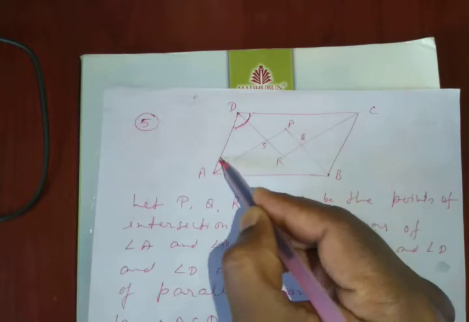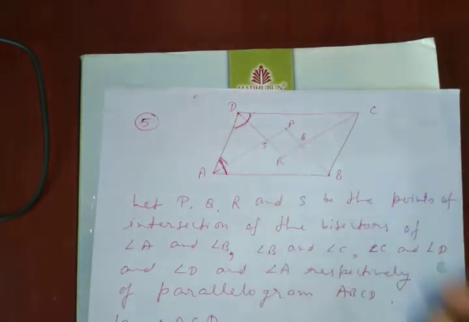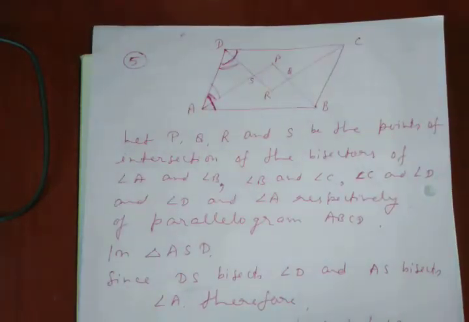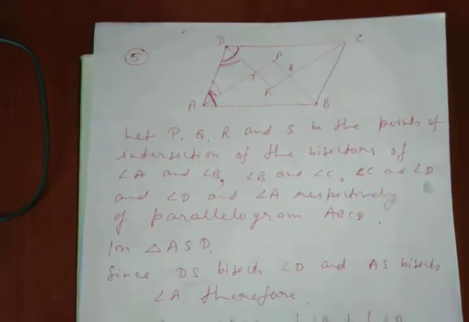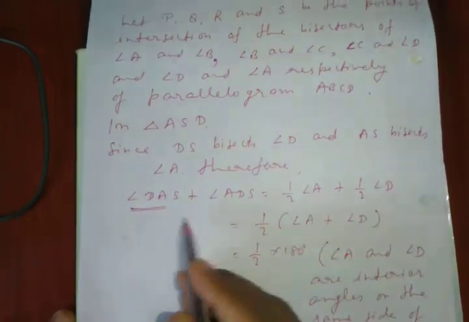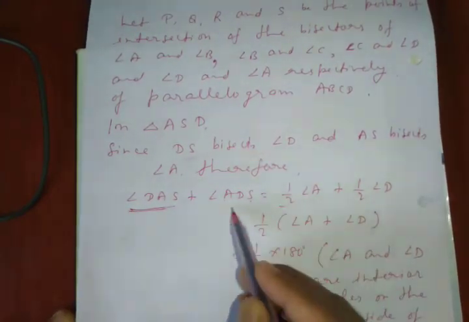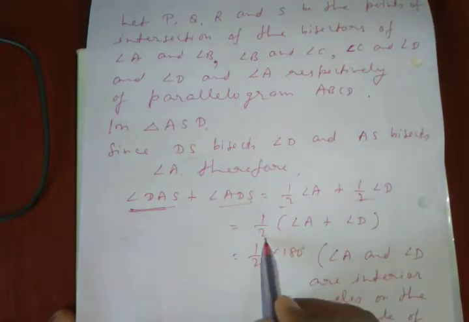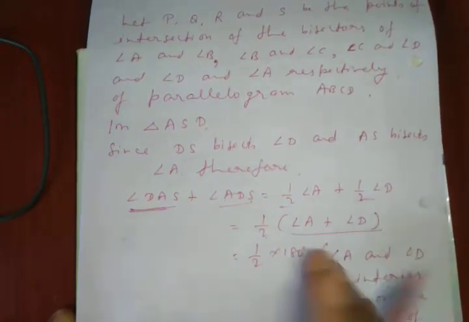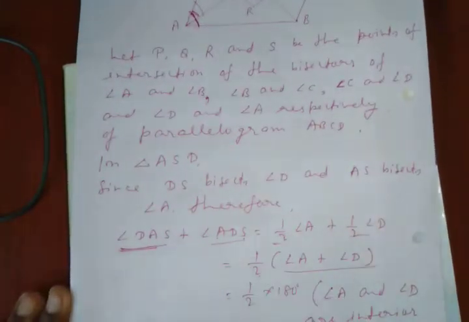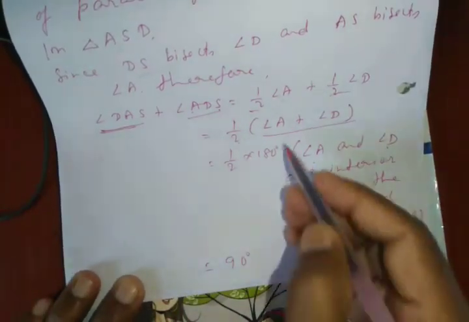That is, what is this angle? This is DAS, and ADS, that is this angle plus this angle. So angle DAS plus angle ADS is equal to half angle A, because we can write this as half angle A and this is half angle D. Then take half common here, then angle A plus angle D, and you know, angle A plus angle D will be equal to 180 degree, because angle A and angle D are the interior angles on the same side of the transversal. That is why their sum will be 180.